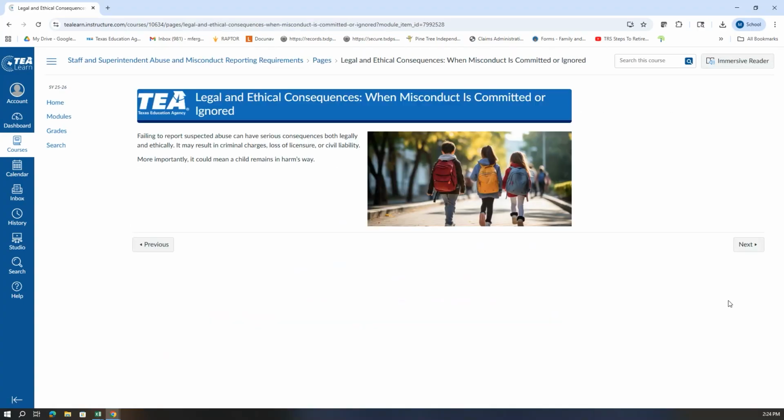Legal and ethical consequences when misconduct is committed or ignored. Failing to report suspected abuse can have serious consequences both legally and ethically. It may result in criminal charges, loss of licensure, or civil liability. More importantly, it could mean a child remains in harm's way.